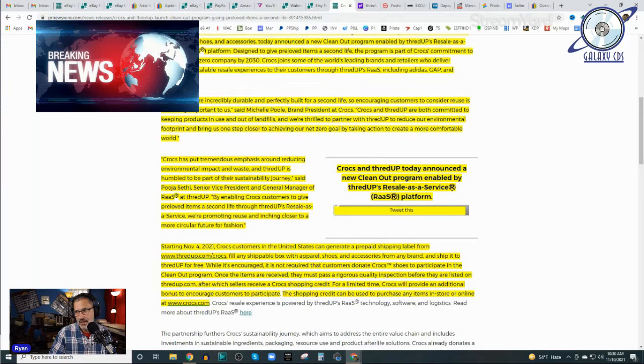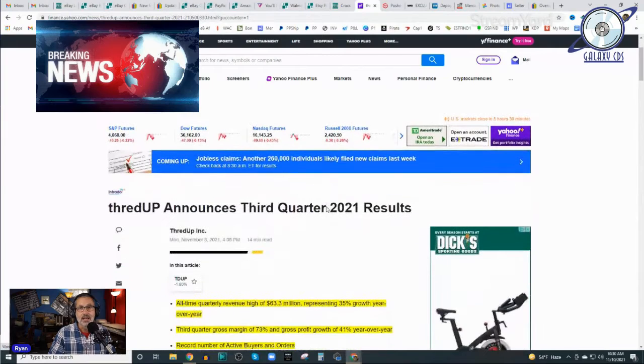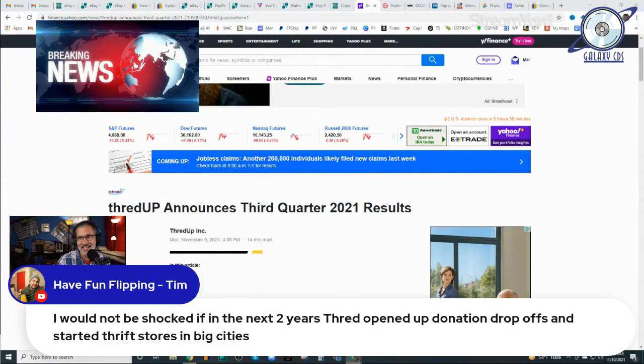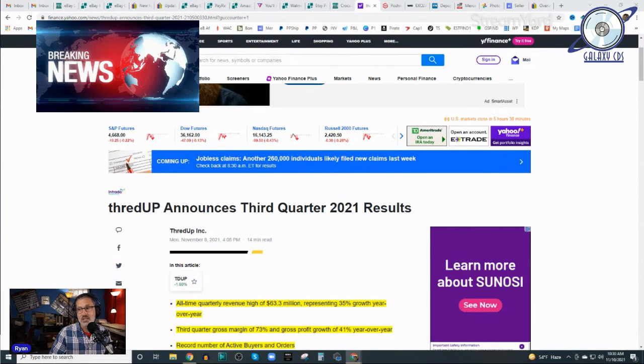So they just keep growing and growing, but they keep not making any money, which we'll get into here in a second. Have Fun Flipping says, would not be shocked if in the next 2 years, ThredUp opened up donation drop-offs and started thrift stores in big cities. Yeah, like we talked about a couple of weeks ago, they did that pilot store, I believe it was in Brooklyn, with Madewell. So depending on how that went, I would not at all be surprised to see them do that sort of thing.